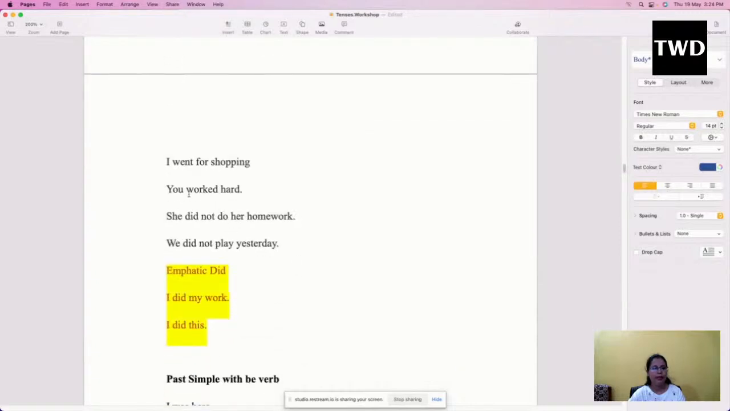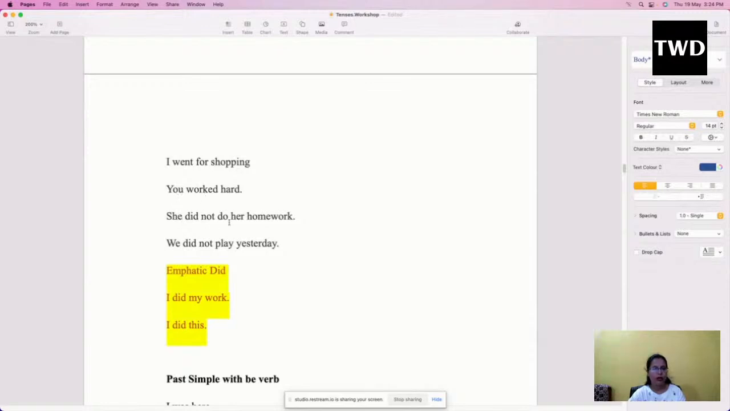So for example here, I went for shopping. This is a positive sentence. You worked hard. This is again a positive sentence. So I went, subject plus V2 form of the verb. You worked, subject plus V2 form of the verb.